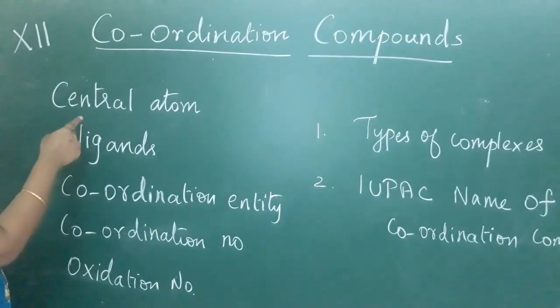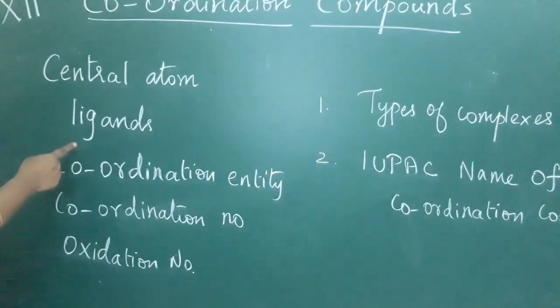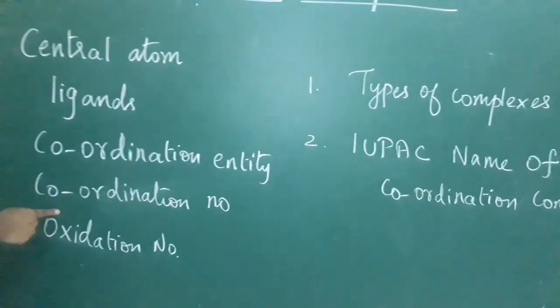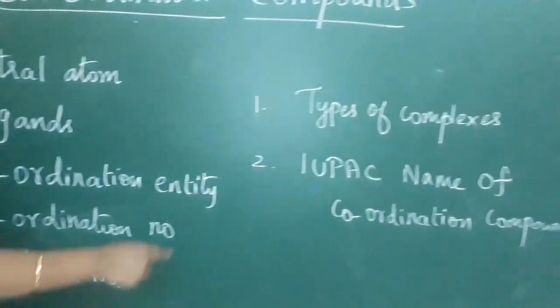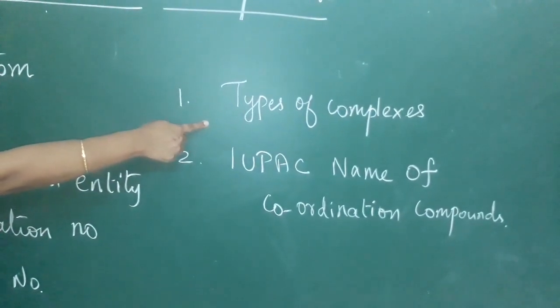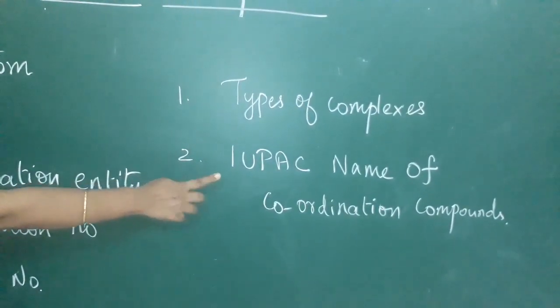In the previous video, we learned about the central atom, ligands, coordination entity, coordination number and oxidation number. Now we are going to learn in this video the types of complexes and the IUPAC names of coordination compounds.